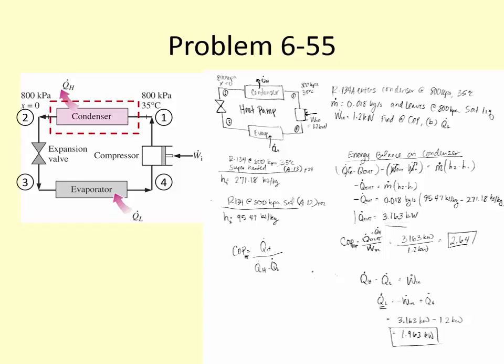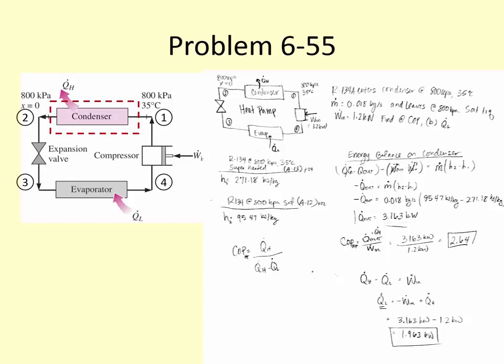h2 will be h sub f, which is 95.47, depending on which table you're looking at. This one says 95.48, so that's probably an older version, which is what my problem is based on too. So some of the stuff has changed slightly from edition to edition, but 95.47 or 48 kilojoules per kilogram. That's from table A12.